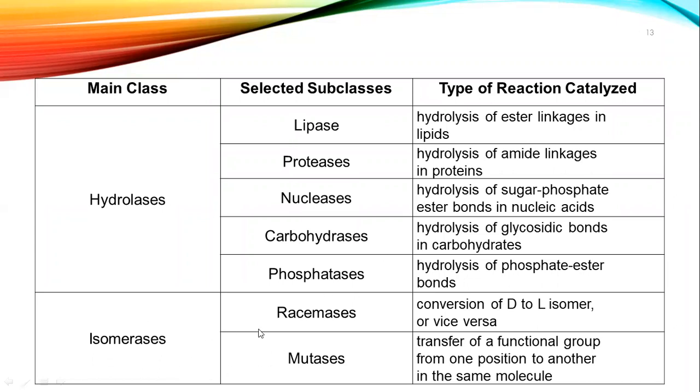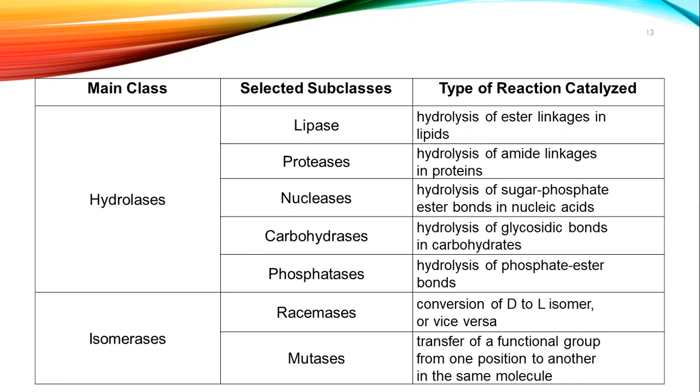Okay, for isomerase, there's also the subclass, the racemases, if you want to convert the D to the L isomer or vice versa. If you remember, the usual amino acid is L, and for glyceraldehyde, you have the D-glyceraldehyde always. If you want to convert that to L, you have to use the racemases class. So the stereochemistry is different from D to L.